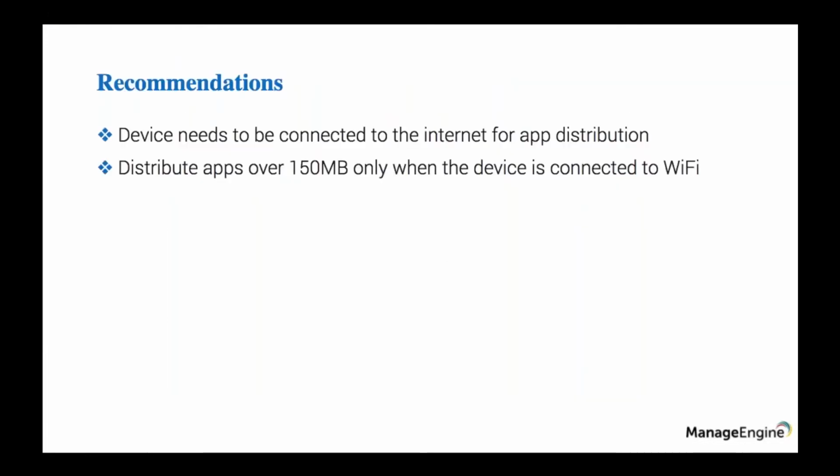Here are a few recommendations from our team that will help you make app distribution hassle-free. So the first thing is that the device needs to be connected to the internet for app distribution. So if you're trying to distribute an app to the devices, ensure that it is connected to the internet. Otherwise, the app distribution will function only when the device connects to it. Also, distribute apps over 150 MB only when the device is connected to the Wi-Fi, since Apple does not allow the users to download such apps on the user's data plan.